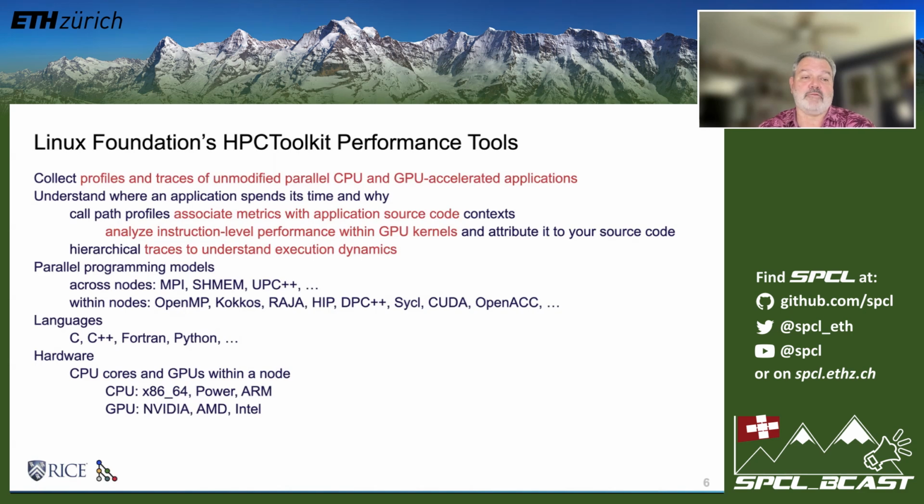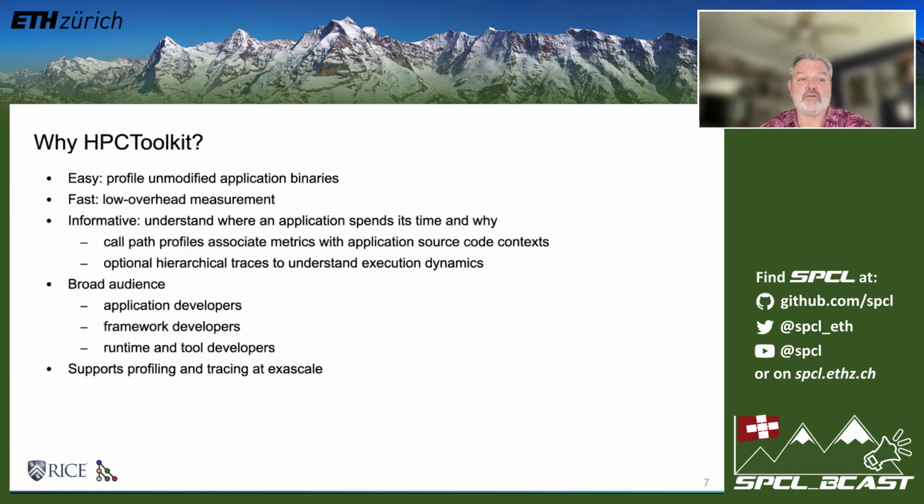So we support a wide variety of programming models. Typically you use MPI across nodes, but you can also use things like SHMEM and UPC++. Within nodes, there's a large variety: CUDA, DPC++, HIP, Raja, Kokkos, OpenMP, and the language is pretty much any compiled language, and we also have support for Python in addition. And for hardware, x86, Power, and ARM CPUs. Why does it matter what CPUs we're using? Well, we're doing binary analysis of the CPU code. And then the GPUs, NVIDIA GPUs, AMD GPUs, and Intel GPUs, we're also doing binary analysis of the GPU code as well.